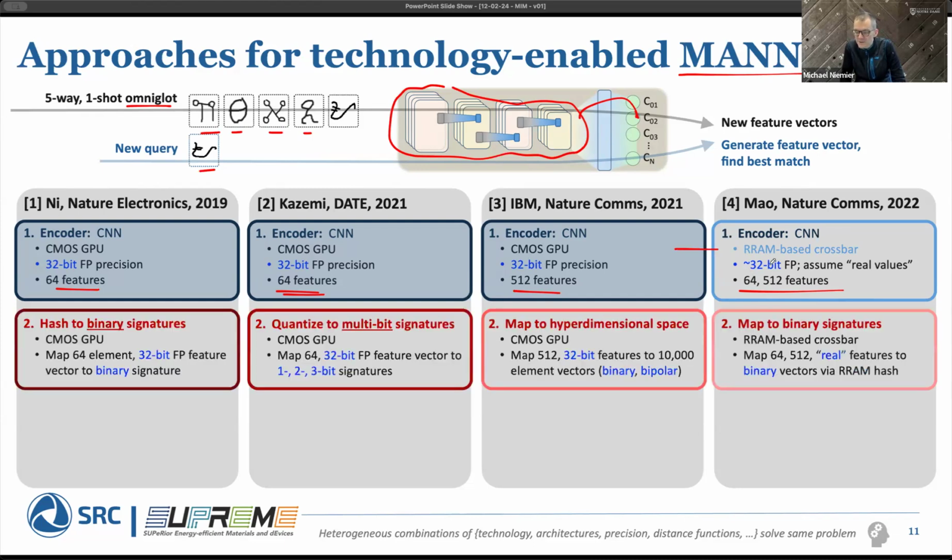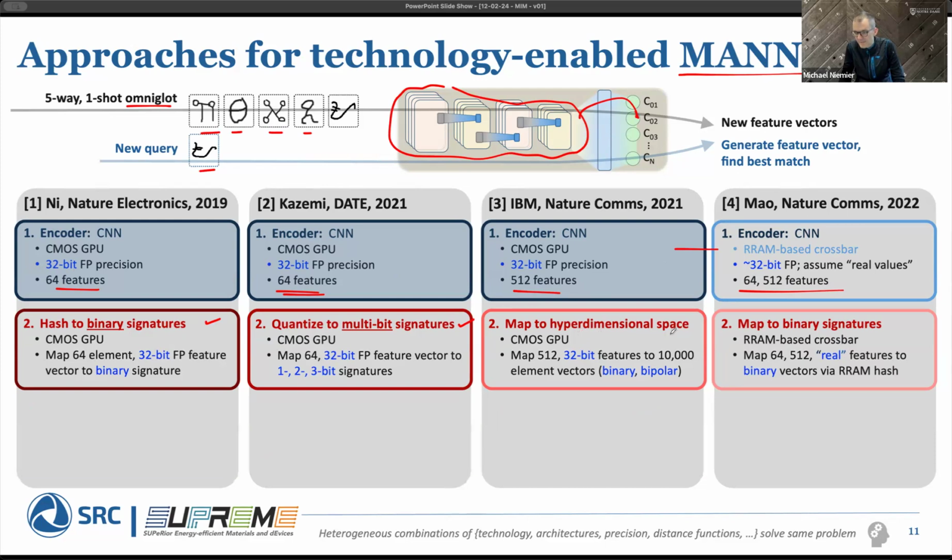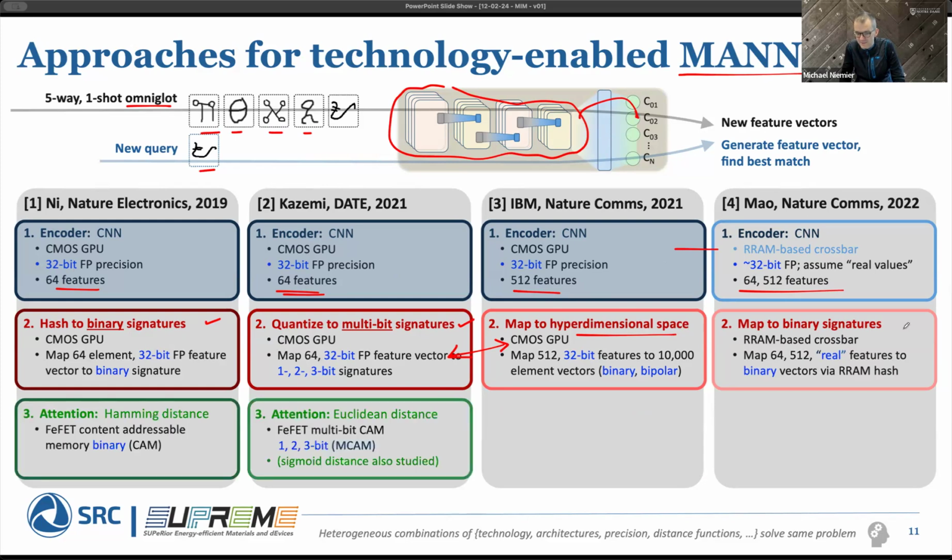And then it's a question of what you do with the feature vectors that you learned. Here they're hashed to binary signatures. The work that I just talked about considers quantization to multi-bit signatures, and I'm going to exploit that idea in some additional analysis here. This work considers mapping those feature vectors to a hyperdimensional space, and we'll actually try to combine these ideas going forward. And this work again looks at mapping to binary signatures.